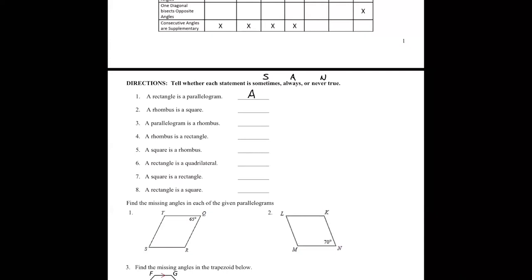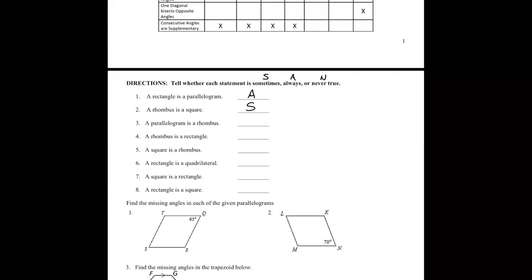All right. A rhombus is a square. Well, a rhombus can be a square. A square is a type of rhombus, but there needs to be other information given. Like if I tell you that this figure is a rhombus, I could also be talking about a square if all four angles are congruent. So this is a sometimes.